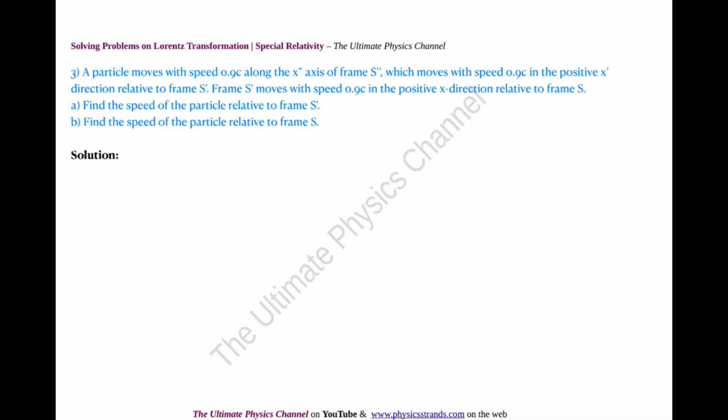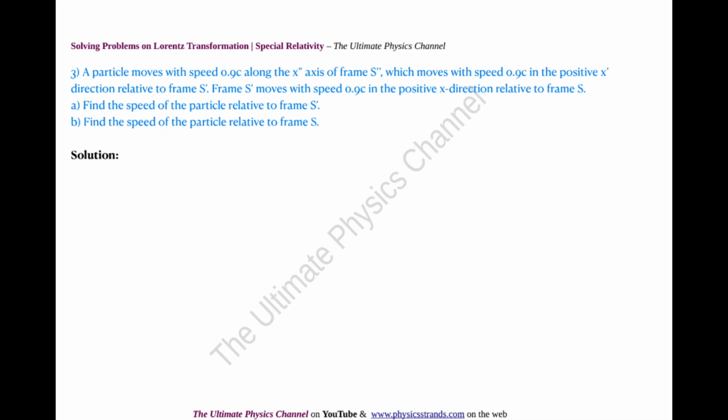Let's move to problem 3. A particle moves with speed 0.9 c along the x double prime axis of frame S double prime, which moves with speed 0.9 c in the positive x prime direction relative to frame S prime. So here two different frames are given, and the particle's velocity in one frame of reference, S double prime, is given, and then the relative velocity between the two frames S prime and S double prime is given in the first line of the problem statement.